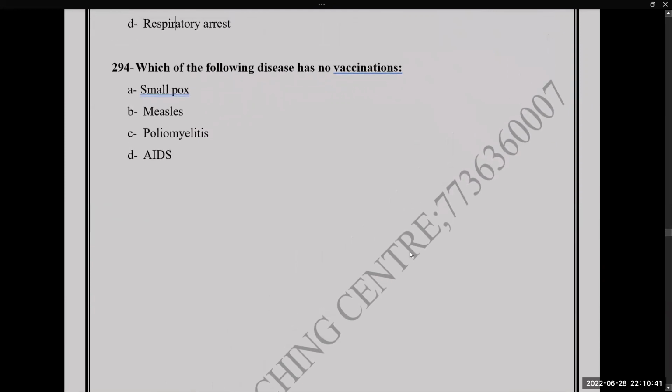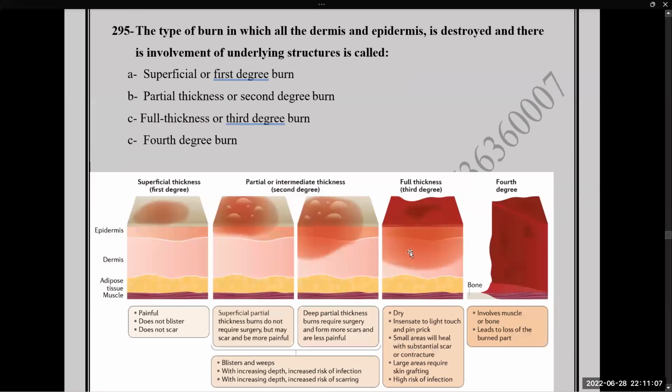Second last question. Which of the following diseases has no vaccination? Out of these, one of the diseases is not having vaccination. D, AIDS. Yes, exactly.